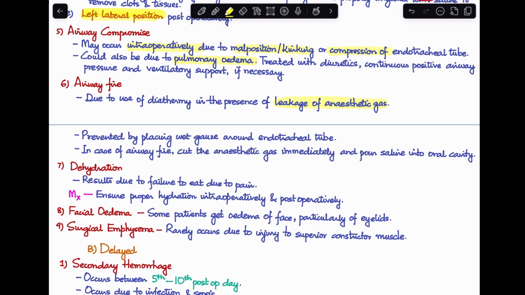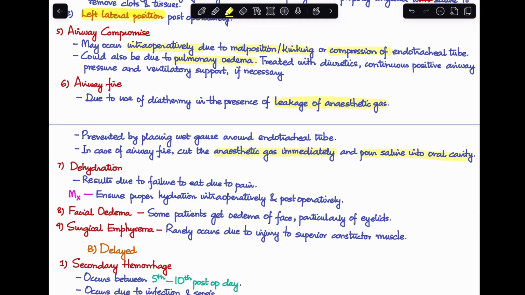And in case the fire has actually happened, what you need to do immediately is cut off the supply of anesthetic gas and pour the saline that you have in your operative table into the oral cavity immediately. That should take care of the airway fire.